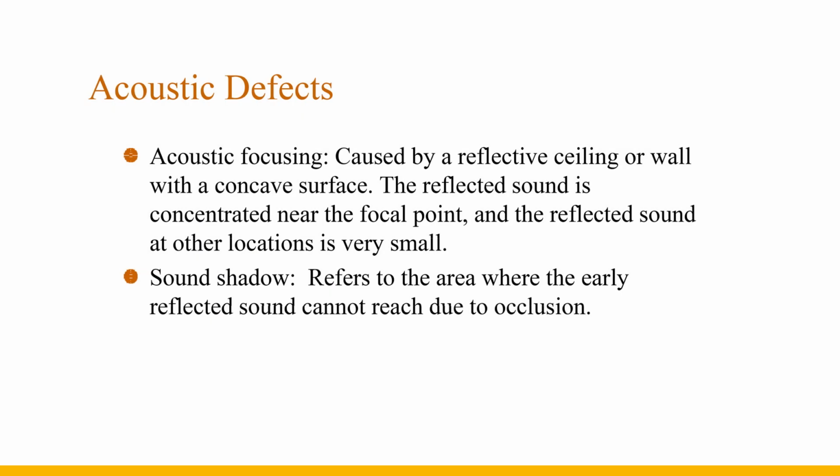Acoustic focusing is caused by a reflective ceiling or wall with a concave surface. The reflected sound is concentrated near the focal point, and the reflected sound at other locations is very small. Sound shadow refers to the area where the early reflected sound cannot reach due to occlusion, and it is easy to form under the balcony mentioned above. Both sound focusing and sound shadowing can make the sound field extremely uneven and must be prevented.